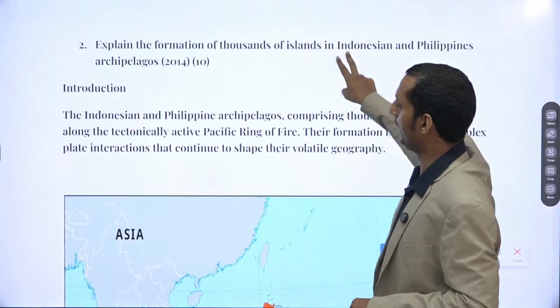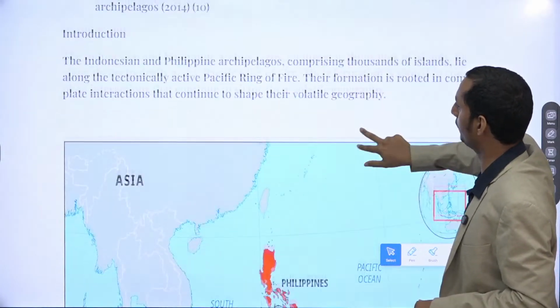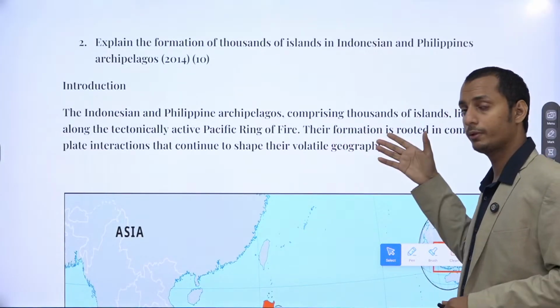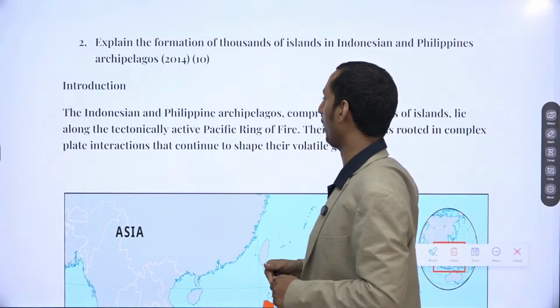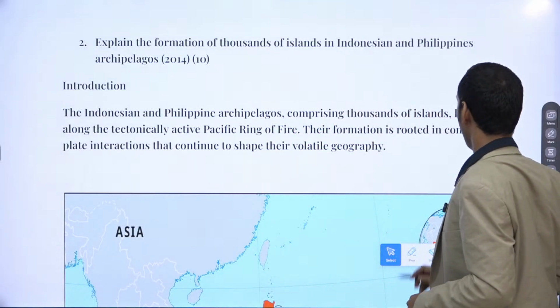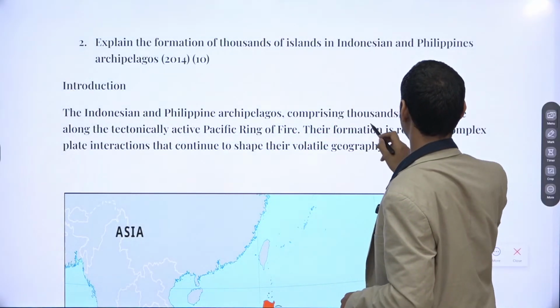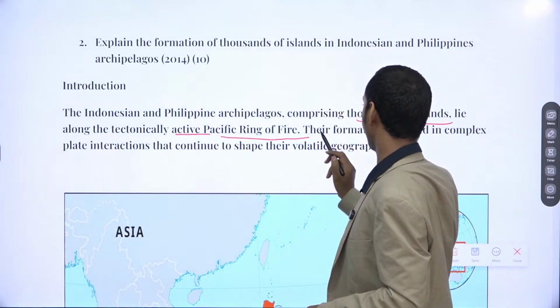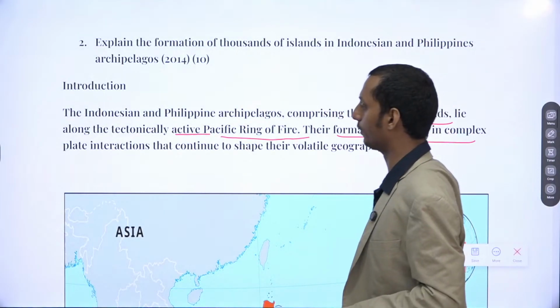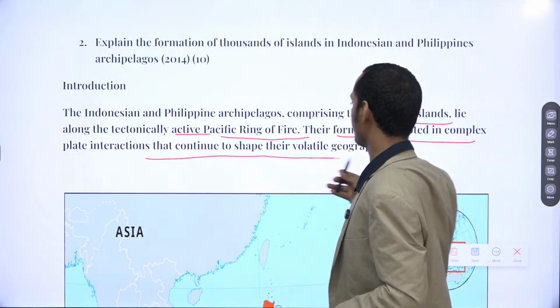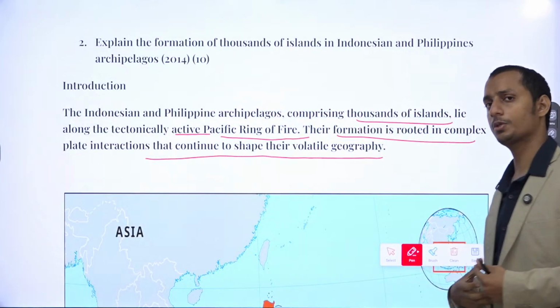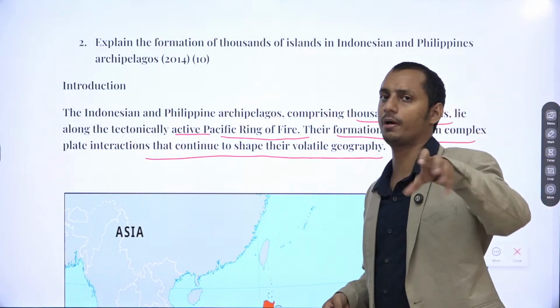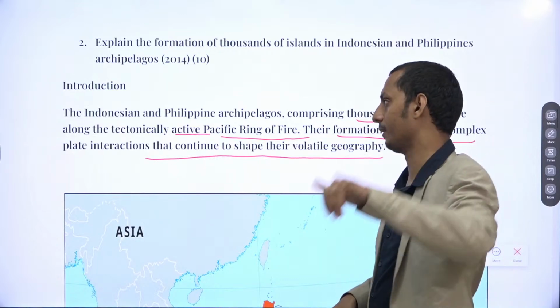Now, the second question: explain the formation of thousands of islands in Indonesia. So what can you provide as an introduction? The Indonesian and Philippine archipelagos, comprising thousands of islands, lie along the tectonically active Pacific Ring of Fire. Their formation is rooted in complex plate interactions that continue to shape their volatile geography. So try to provide a brief introduction regarding the islands in the Philippines and Indonesia.